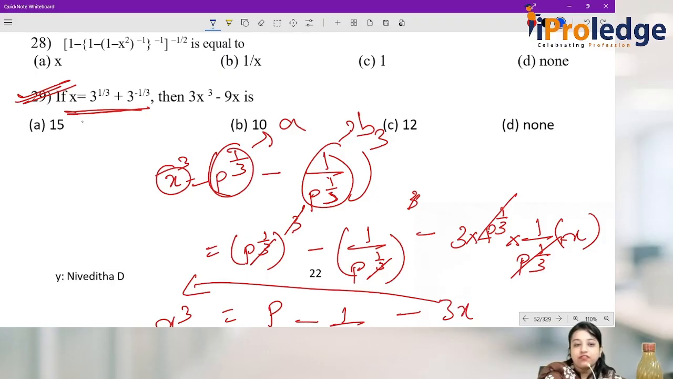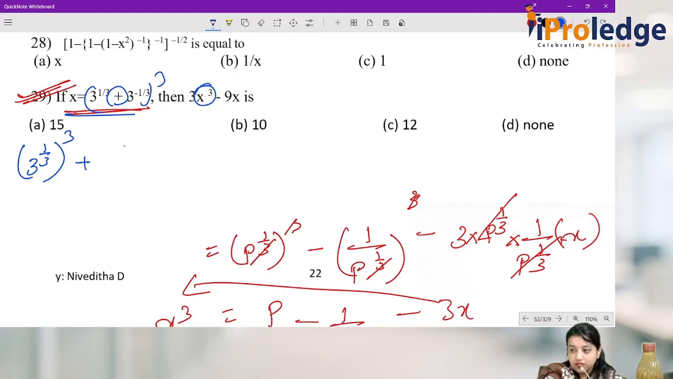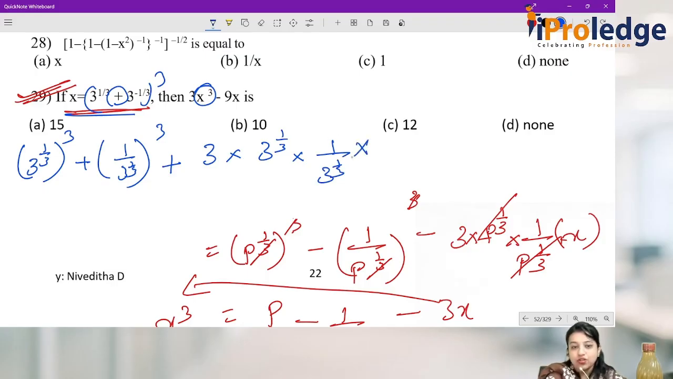Okay, look, we have x, and we should find out x cube, and we have plus in the middle. Correct, so how is it? (a plus b) whole cube. What is (a plus b) whole cube? a cube, that is 3 to the power of 1 by 3, the whole cube. Next, b cube, that is 1 by 3 to the power of 1 by 3, the whole cube, plus 3 into 3 to the power of 1 by 3 into 1 by 3 to the power of 1 by 3 into (a plus b), and we have x.